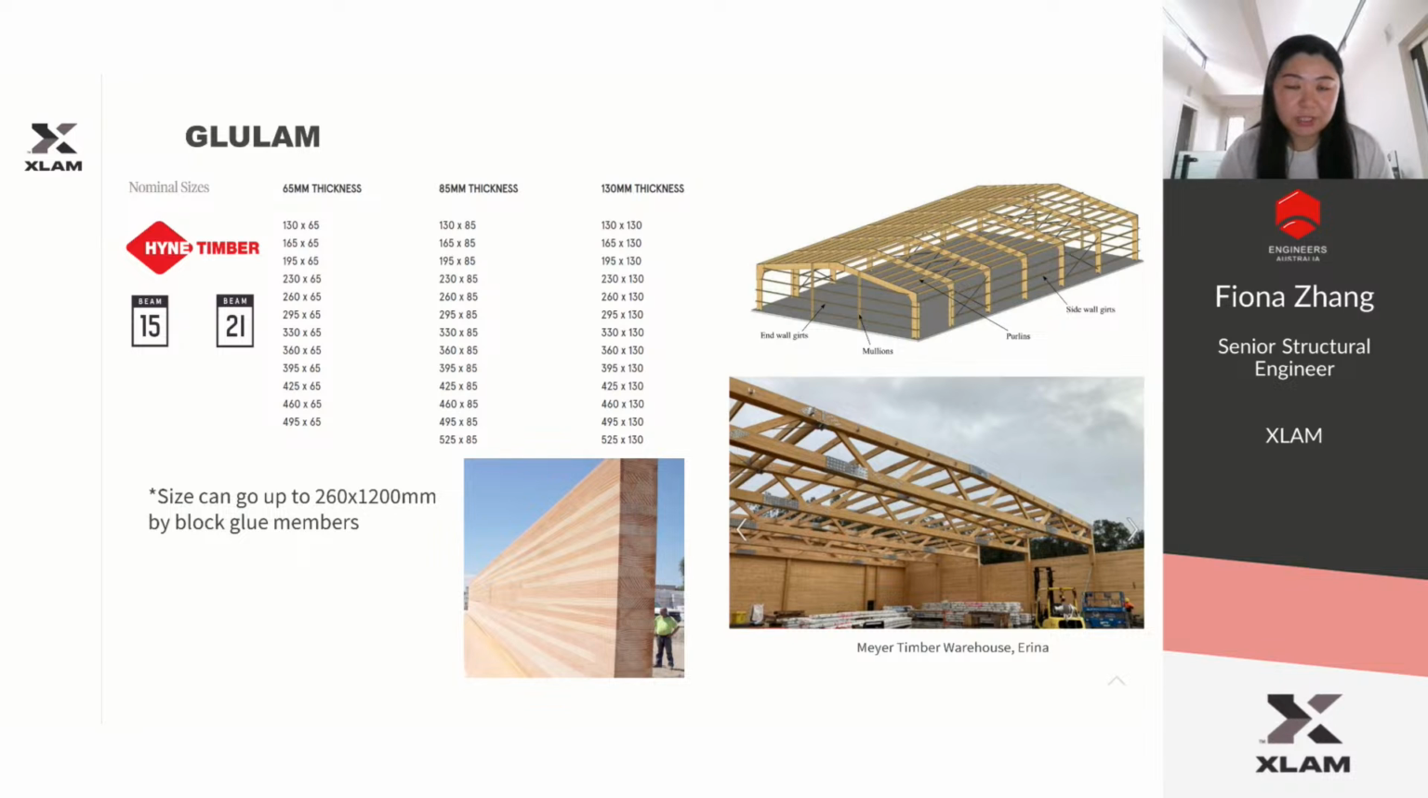For glulam, you can see there are all the sizes, the thickness from 65 mm up to 130 mm thick, but the size can go up to 260 by 1.2 meters high by block glued members. From the image, you can see how big it can be, and it can be used for long span trusses for warehouses. For example, the span can be from 35 meters up to 40 meters. For a 35 meter span, the depth needs to be 3 meters deep at the pitch. This is an example.